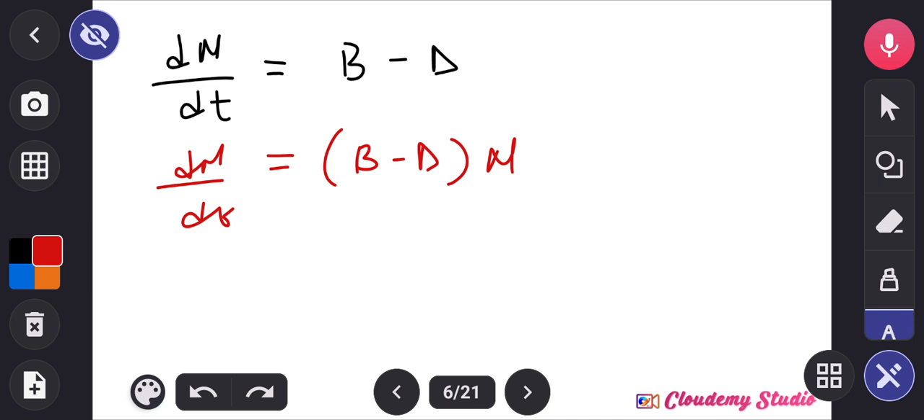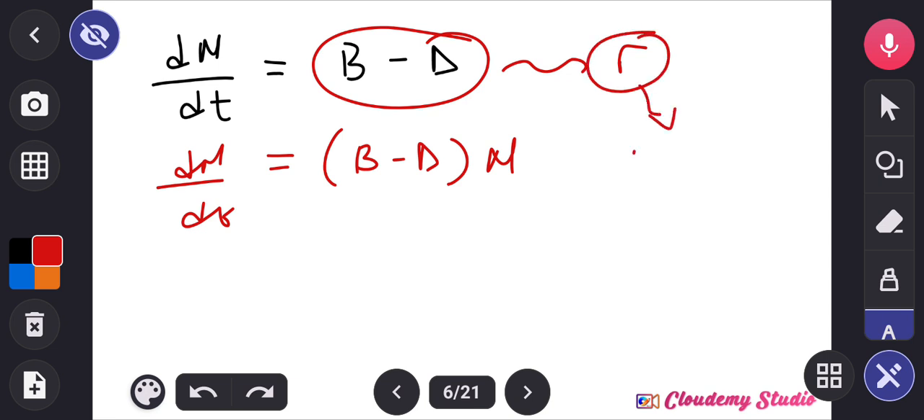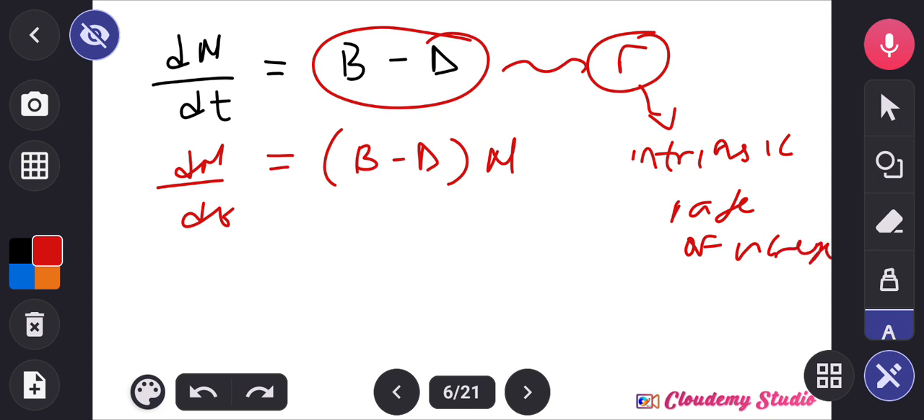Now we have this. You see, b minus d is now the rate of increase, small letter r. B minus d is small letter r, and this small letter r is what we refer to as the intrinsic rate of increase. That is the small letter r that we have there.